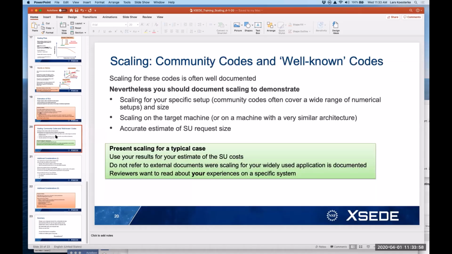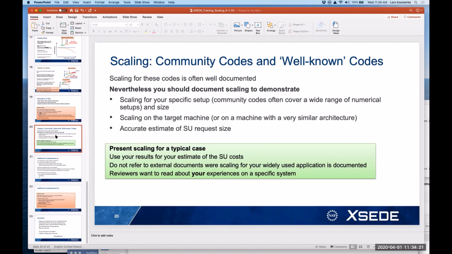Now we come to community codes and well-known codes, and there scaling for these codes is often well documented, but nevertheless you have to document your own scaling for your own proposal, and there are two reasons for that.